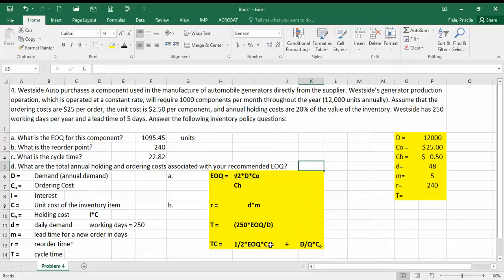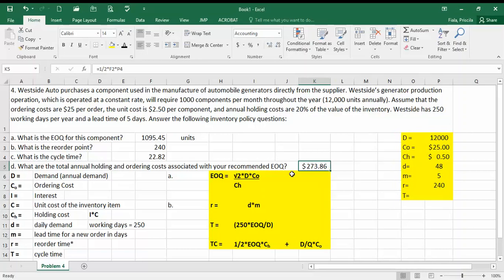See the H for holding costs, O for ordering costs. So all I'm doing is following the formula. So we're going to do Q over 2 times my EOQ right here, and I refer to the cell because I want to use the exact amount of digits, times my holding cost. Where's my holding cost? Right here. So my holding cost is going to cost me $273.86.